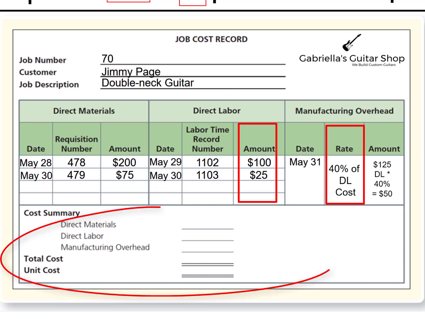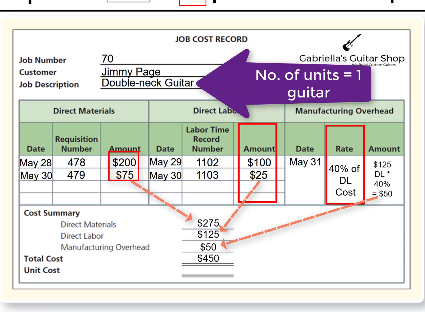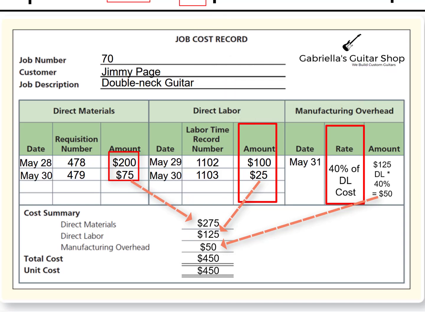Now we can fill out the bottom part of the job cost record. Total direct materials was $275. Total direct labor was $125. And we allocated $50 of manufacturing overhead to job 70. So the total cost of job 70 is $450. And since the number of units was just one guitar, the unit cost is $450. Now Gabriella knows she needs to charge something more than $450 to earn a gross profit on this guitar.